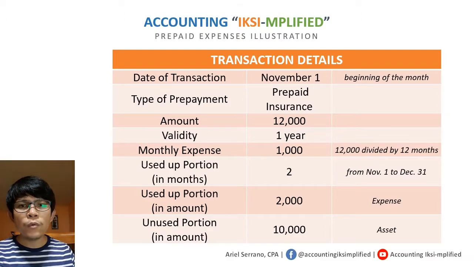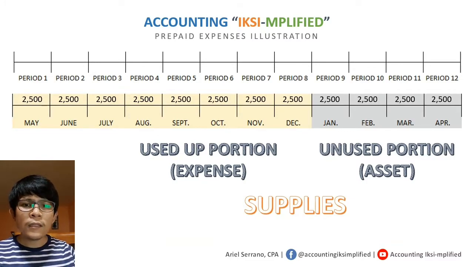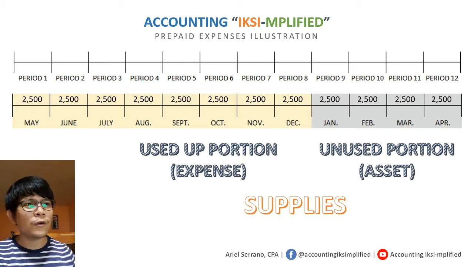Now, I'll give you a new way, another approach to compute or visualize the prepayments in terms of the expense amount and then the asset account. It's just a bit longer, because here we will make a timeline. As you can see on my screen, we started with the supplies. So you need to make a time frame. Since this is a current asset account, because of prepayments, I have here 12 periods, with each period equivalent to 1 month.